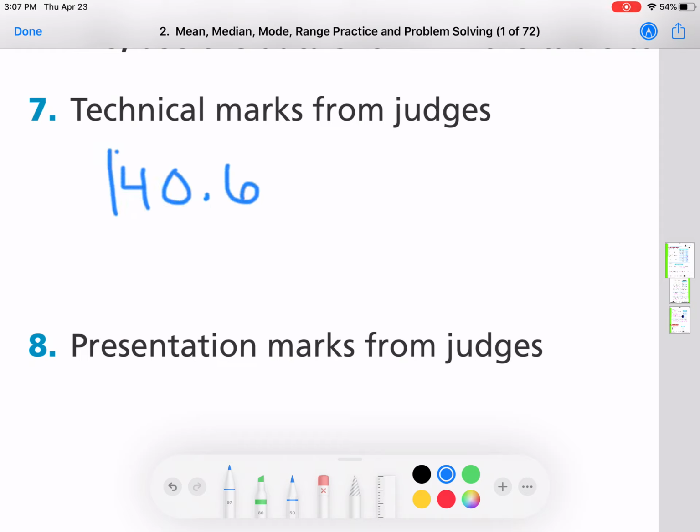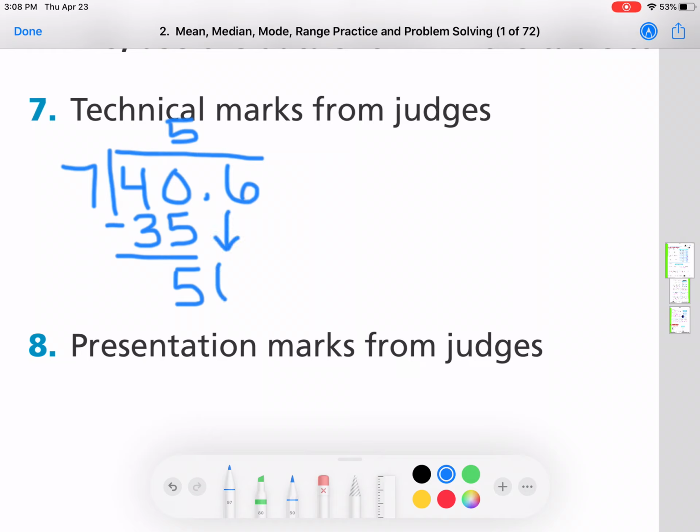7 goes into 40 5 times. 5 times 7 is 35, and then we'll subtract. 40 minus 35 gives us 5, and then we'll bring down the 6. Now the decimal goes up in my answer, so don't forget about it. 7 goes into 56, 8 times 7, 56. Subtract and I get 0. So the mean technical marks score is 5.8. Okay.